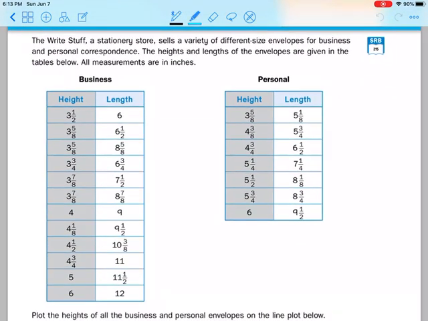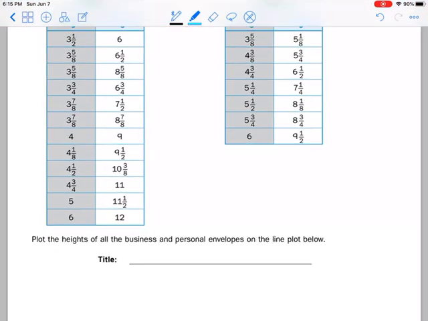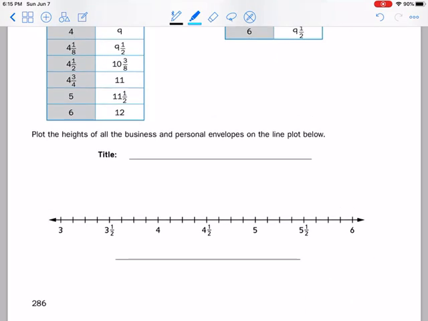So you'll see they have one set of data points for the business and one set for the personal correspondence. So the envelope height and length is different depending on what you're going to use the stationery for. Okay, so then it says plot the heights of all the business and personal envelopes on the line plots below. What we know about line plots is you have a title, you have a line on the bottom here that tells you what these points mean, and you have a line plot.